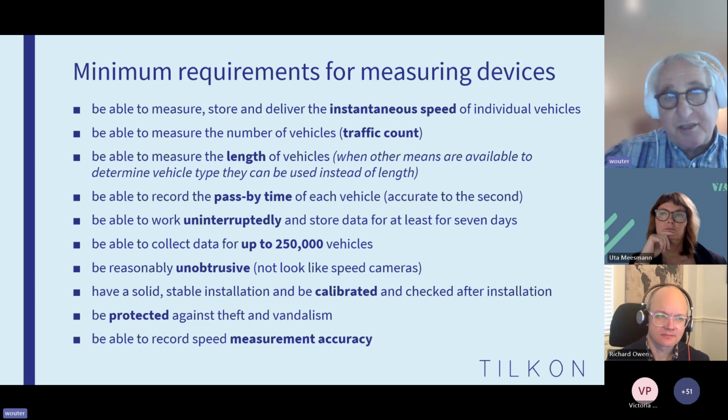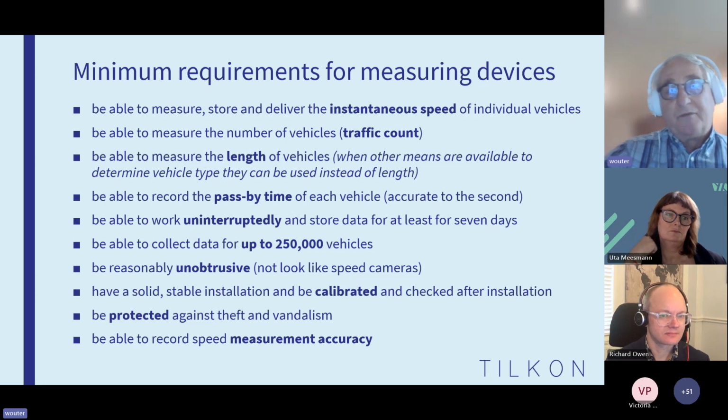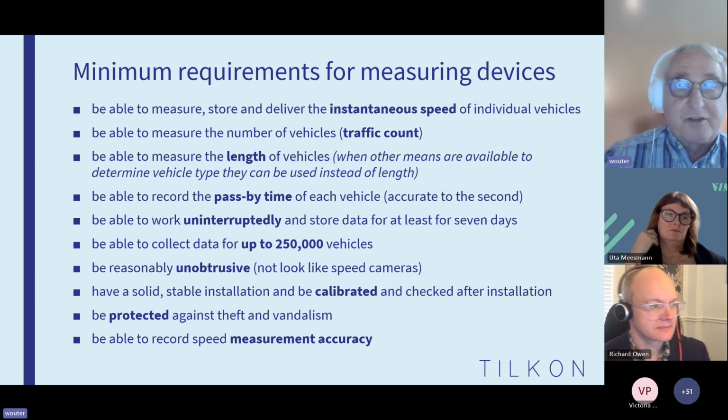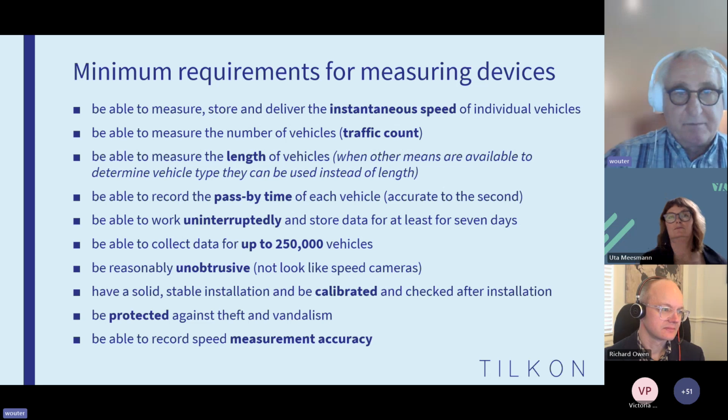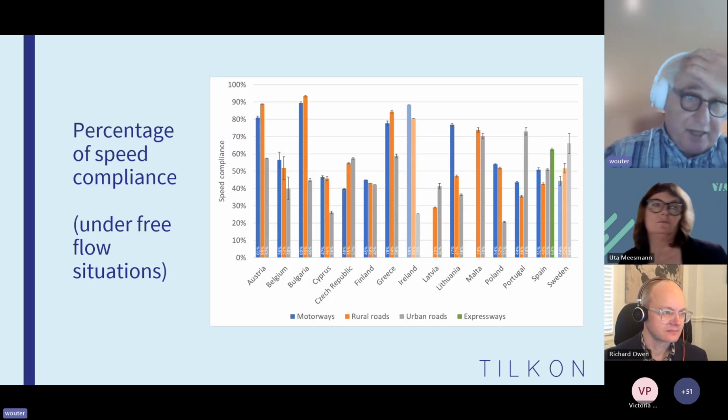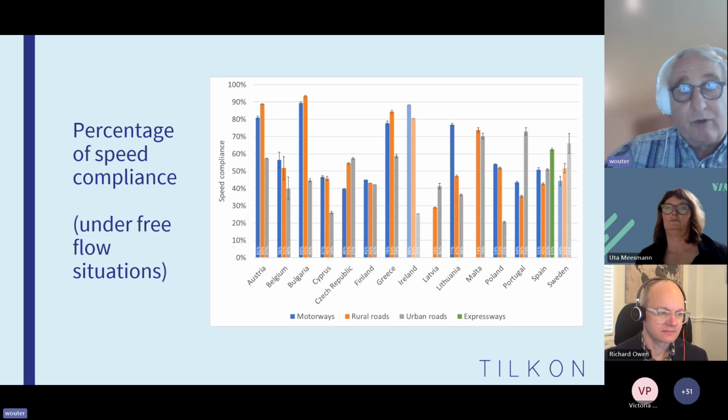And calibration is something which is often disregarded and therefore makes some of the data useless. So I give an example of some of the graphics.